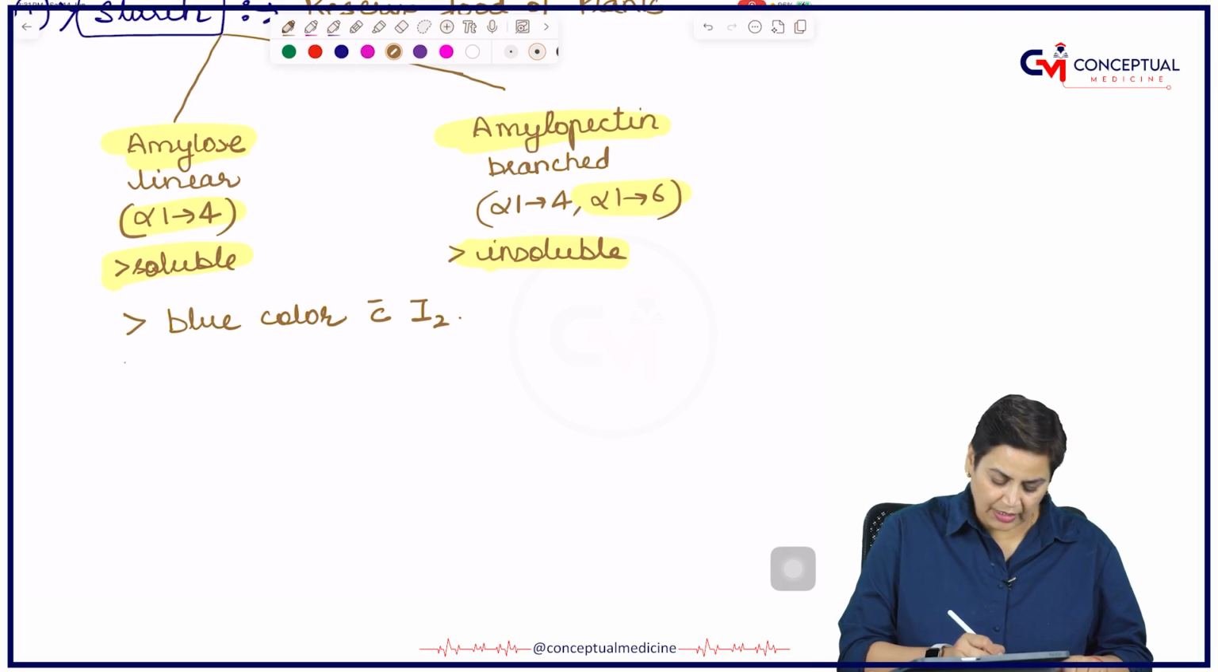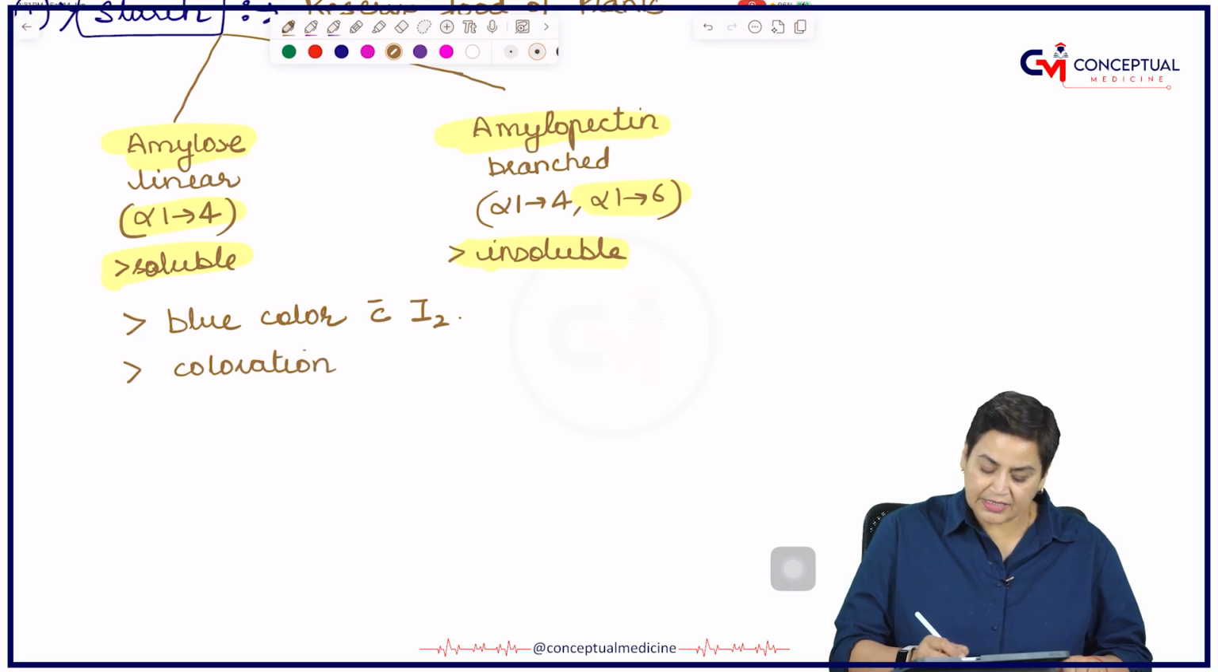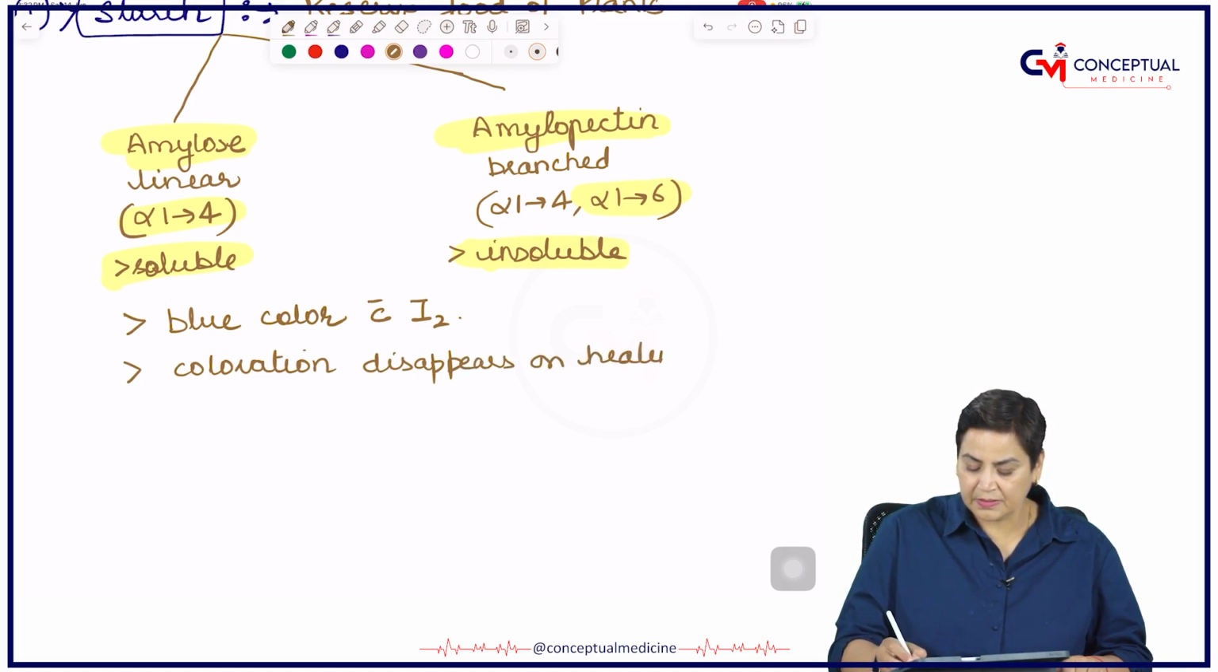So I can say: blue color with iodine, the coloration disappears on heating and reappears on cooling.